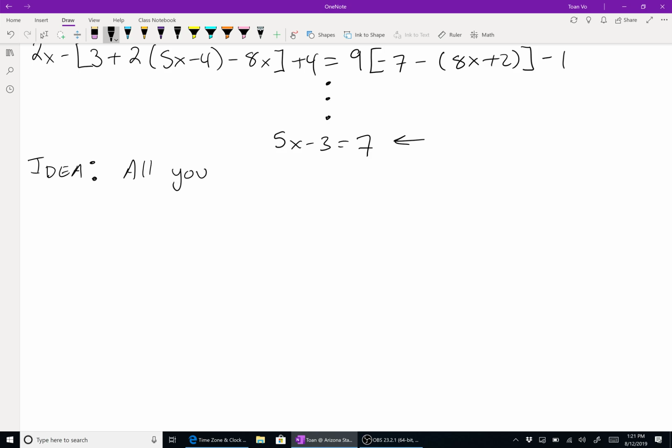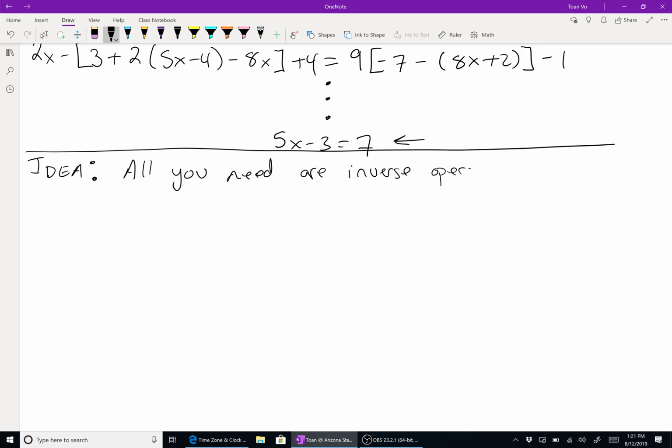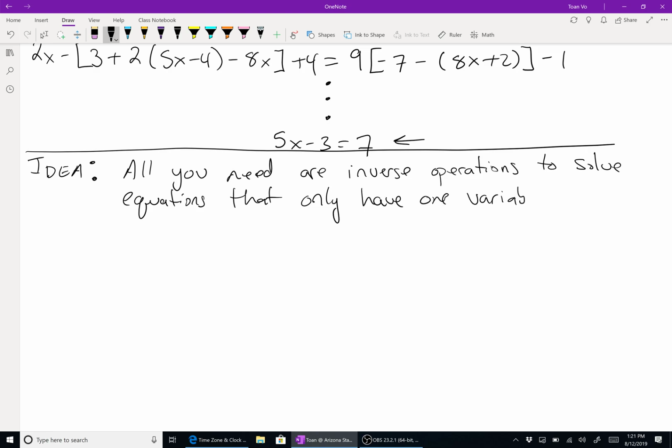all you need are inverse operations to solve equations that only have one variable term, or if you have multiple variable terms, they're all at least the same type. Right?